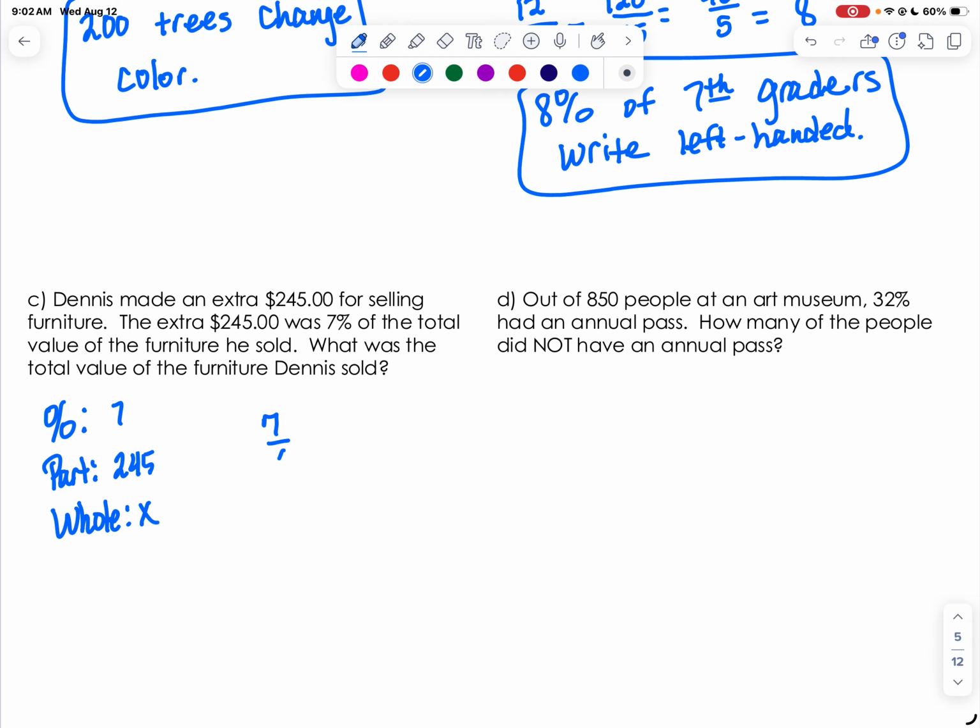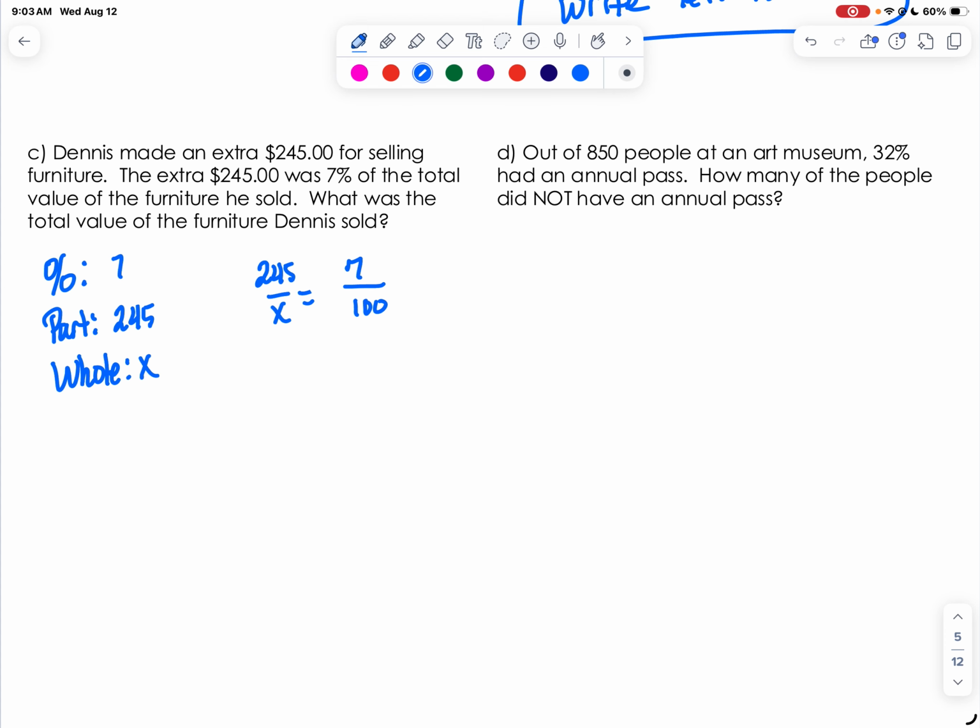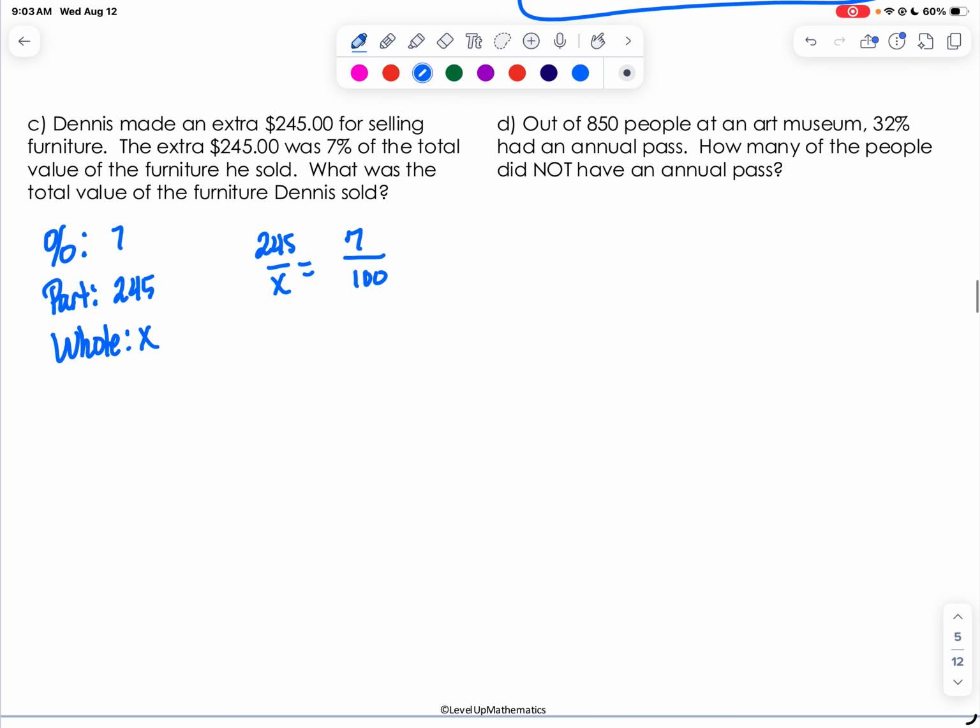So 245 over X equals 75 over 100. Now, in this problem, it's a little bit hard to see the scale factor. I want to know what would I have to multiply 75 by to get 245. Actually, I'm going to try 7, see how many times 7 will go into 245. 7 times 3 is 21. Subtract and bring down. 7 goes into 35 5 times. So my scale factor is 35.